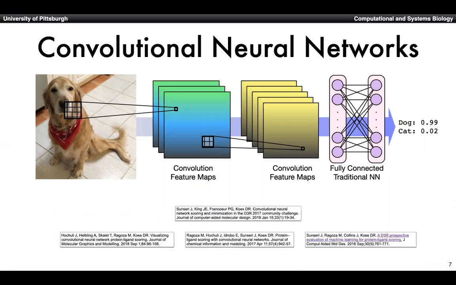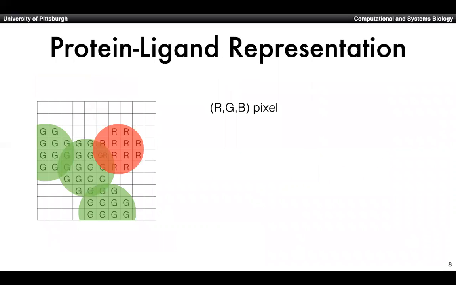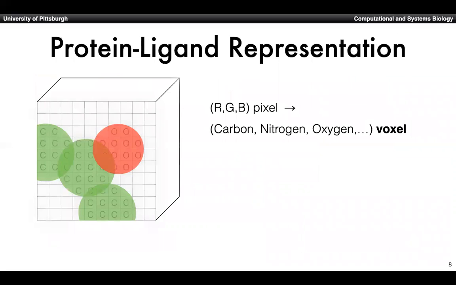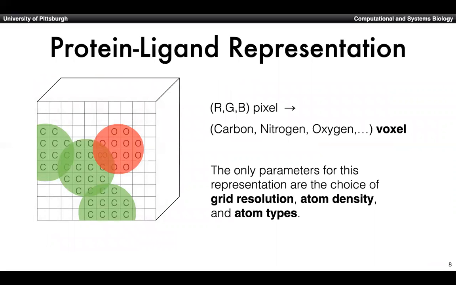And so we've done a number of studies on applying convolutional neural networks to 3D molecule domains. And in this case, instead of a 2D grid of red, green, blue values like in an image, we're looking at a 3D grid, where we say there's carbon here, nitrogen here, oxygen here.